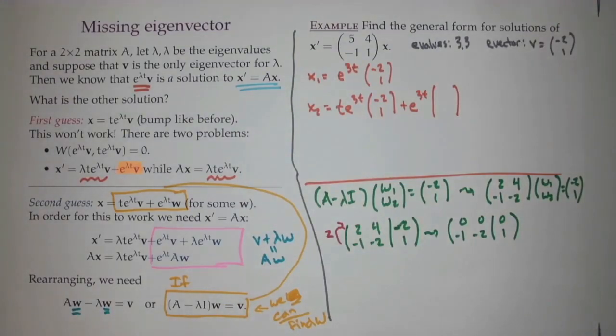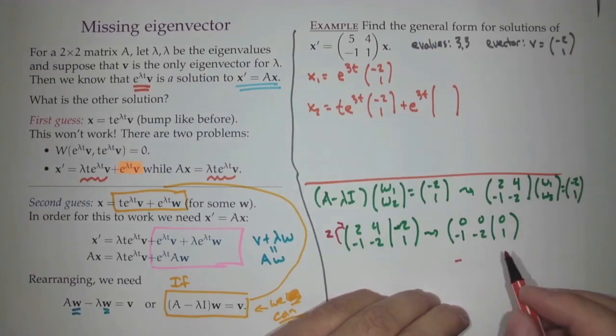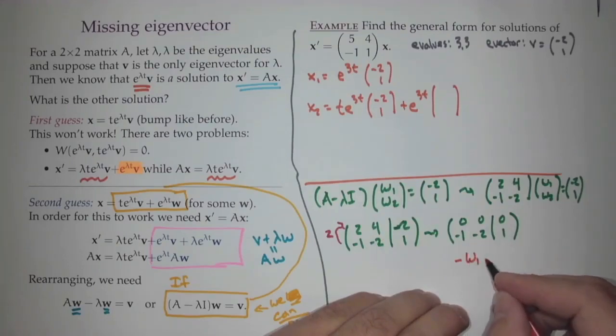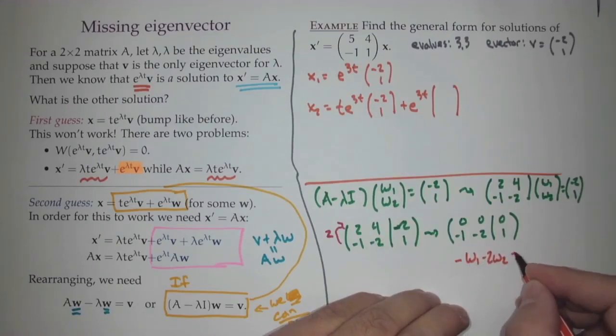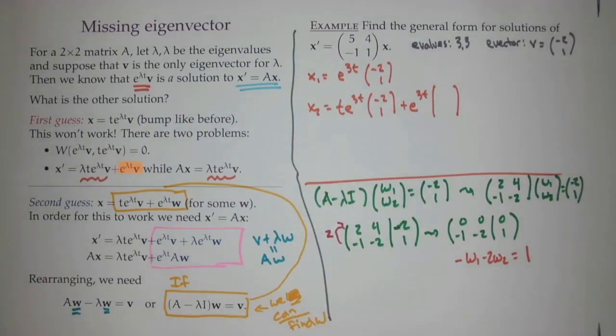We can read that off as an equation. What equation is it? Negative x minus 2y is 1. Almost, yeah. Instead of x and y, we're using w1 and w2. But yeah, minus w1 minus 2w2 equals 1. All right. So the vector we're looking for, w, satisfies this relationship.